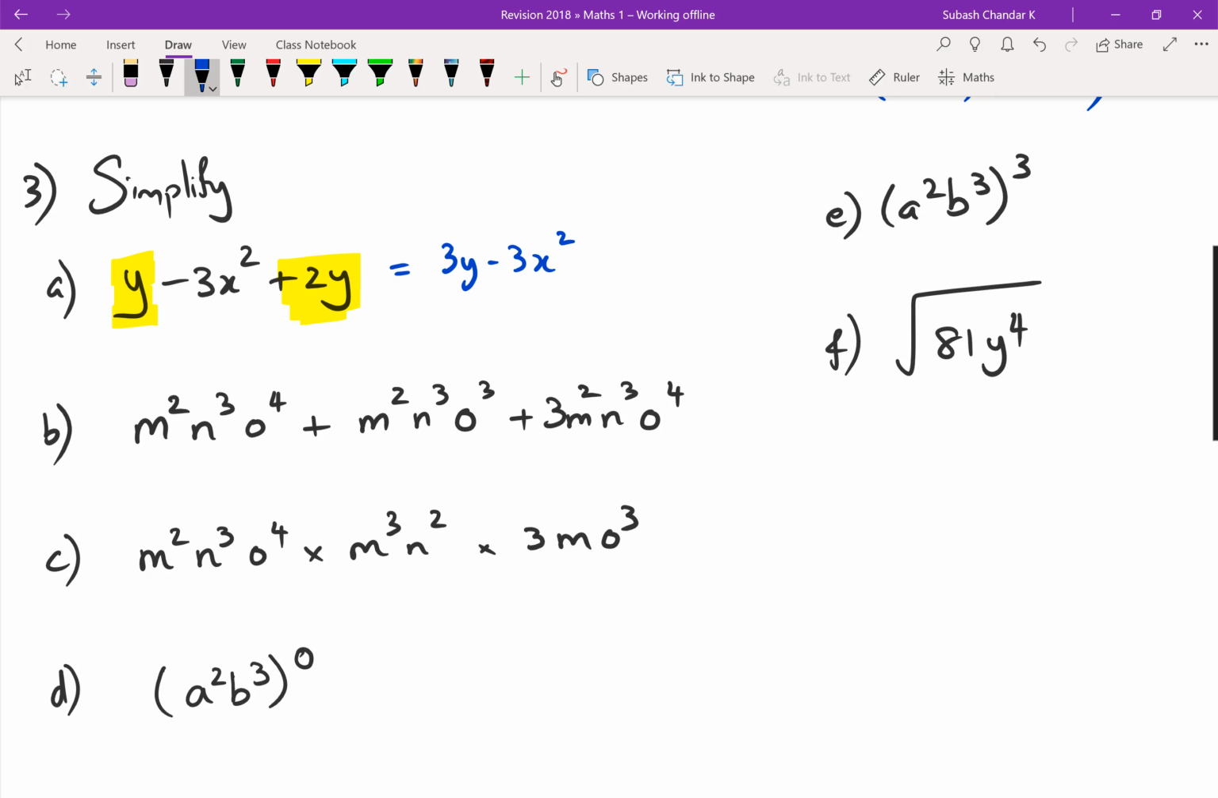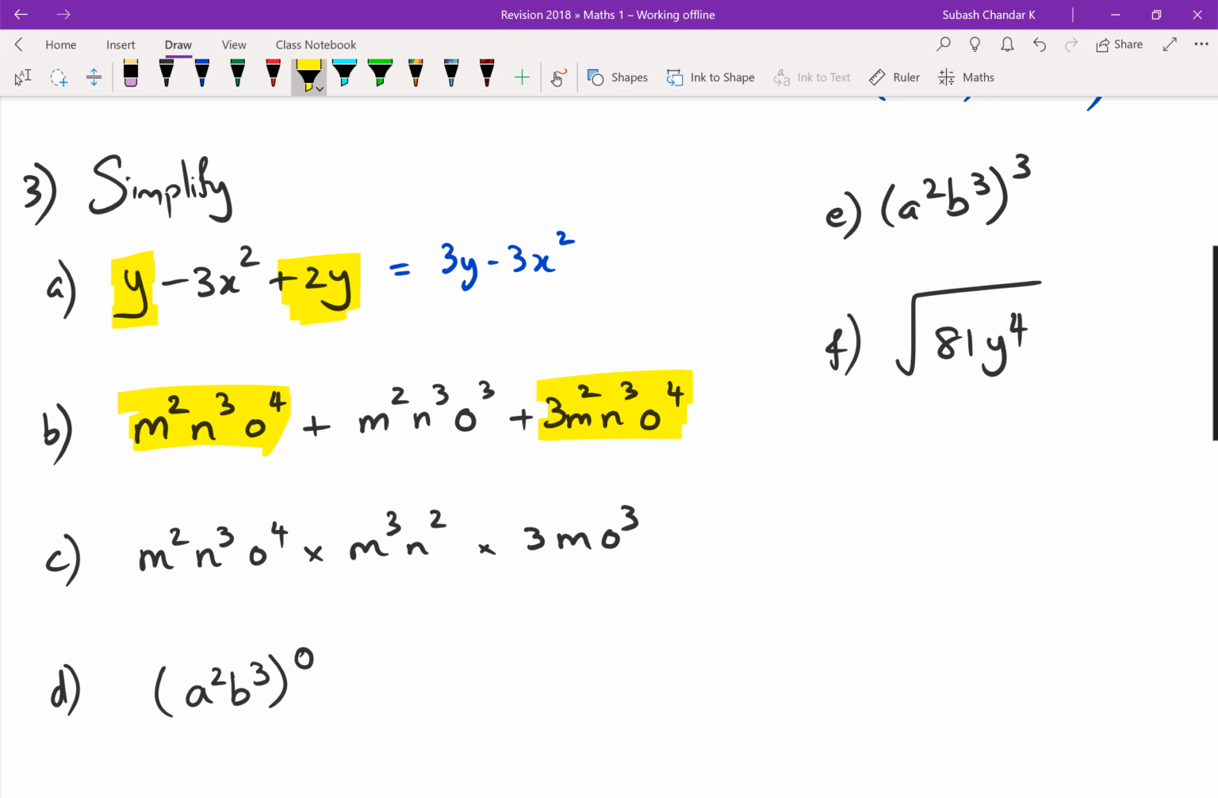Now the second one, I know it looks very ugly, but it's really important to actually look at the powers. If I take the first one there, that's m squared, n cubed, and o to the power of 4. This one has o to the power of 3, the second one, so we're not going to count it.